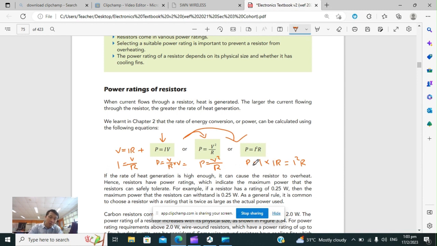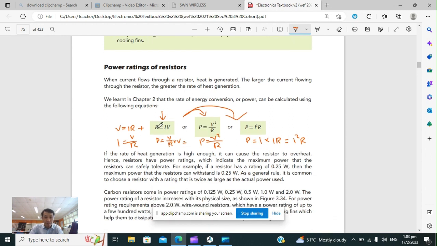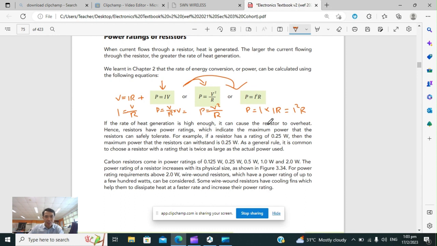Depending on the situation, on the problem given, choose the correct formula. P equals IV, P equals V squared over R, P equals I squared R. Very quickly, I is current, V is the potential, the voltage, and R is the resistance. As a general rule, choose a resistor with a rating that is twice as large as the actual power used.